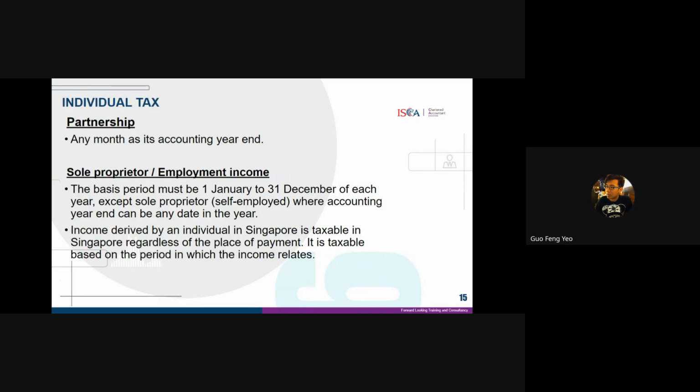Income derived by an individual in Singapore is taxable in Singapore regardless of the place of payment. It is taxable based on the period to which the income relates. So, for example, if a US citizen is employed in Singapore for the whole year in financial year 2023, his income would be subject to tax in Singapore, regardless of whether the individual is paid in his Singapore bank account or his US bank account.